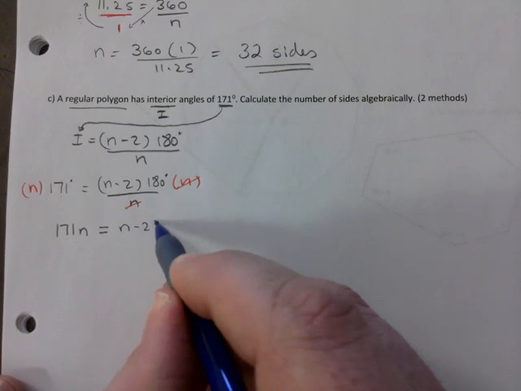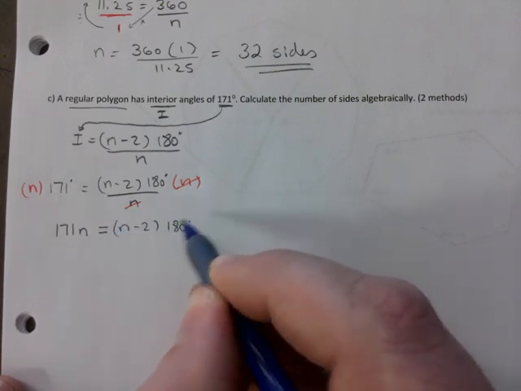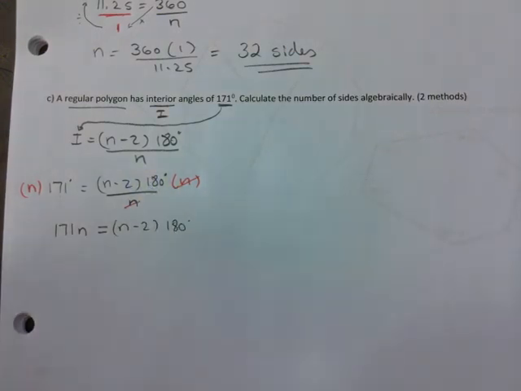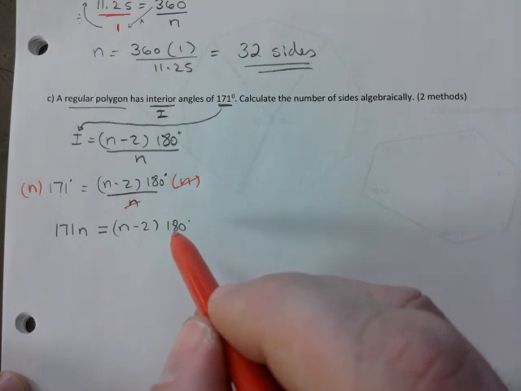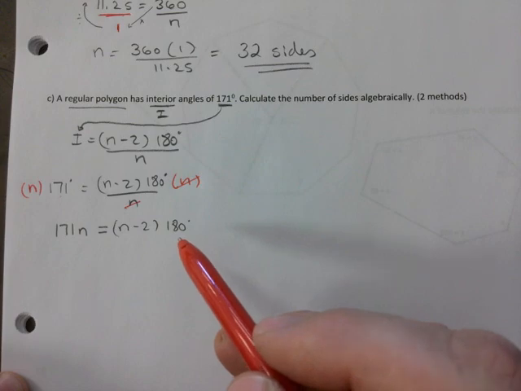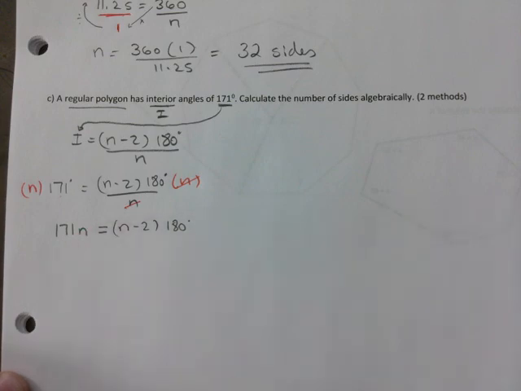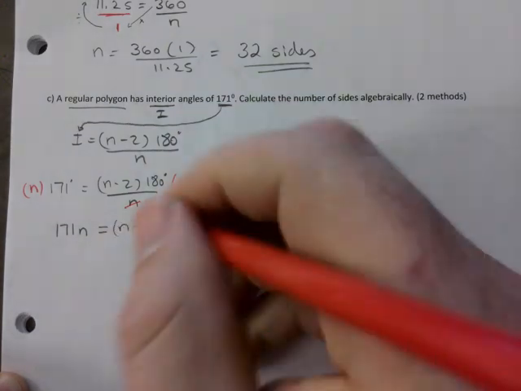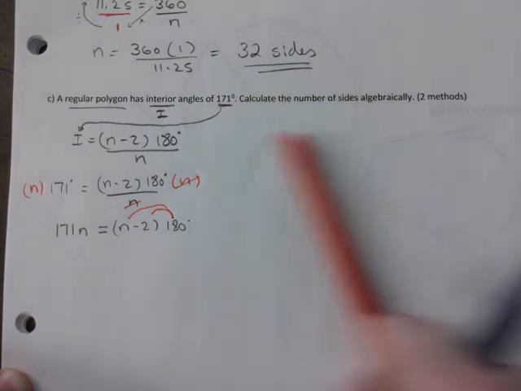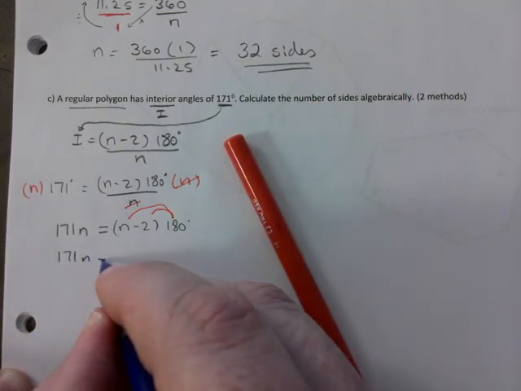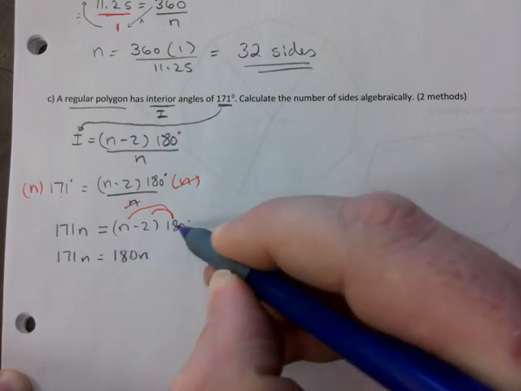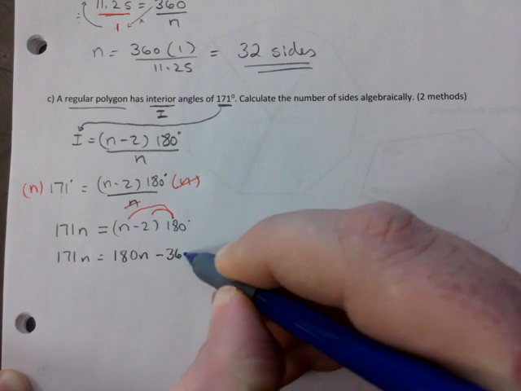for today, I'm actually going to rewrite the whole thing again. But normally I distribute right away. So what happens now is you're like, well, can't I just divide by 180 on both sides, just like you did at the very beginning? You could, but there's an n here, right? It's not just a number. So I will distribute here like that. So it's 171n. 180 times n is 180n. 180 times negative 2 is negative 360.